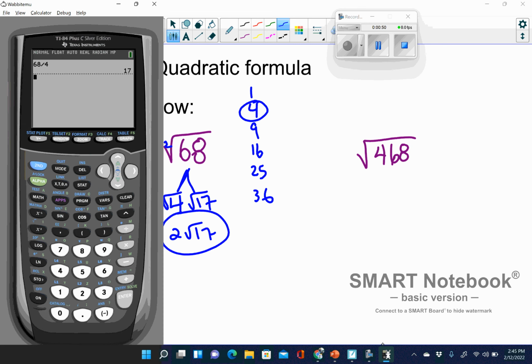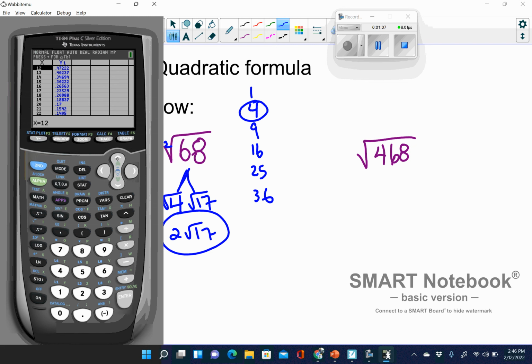How you do this on the calculator is you go here, you put the 68 divided by x. Again, remember the root is 2. There's an imaginary 2 here. So I'm going to raise this to the second power. Okay. And then I'm going to hit second. I'm going to go to graph.